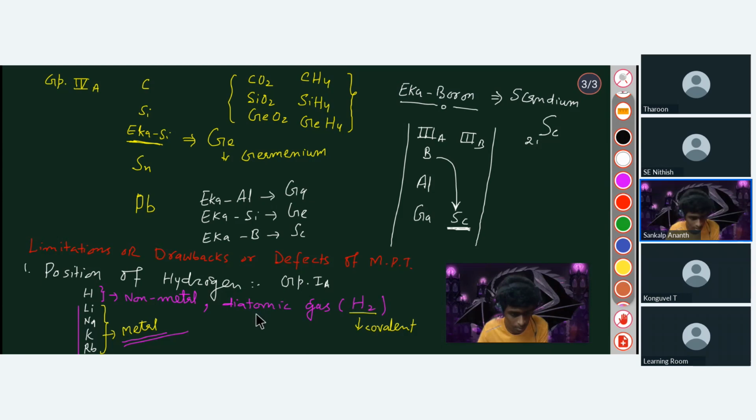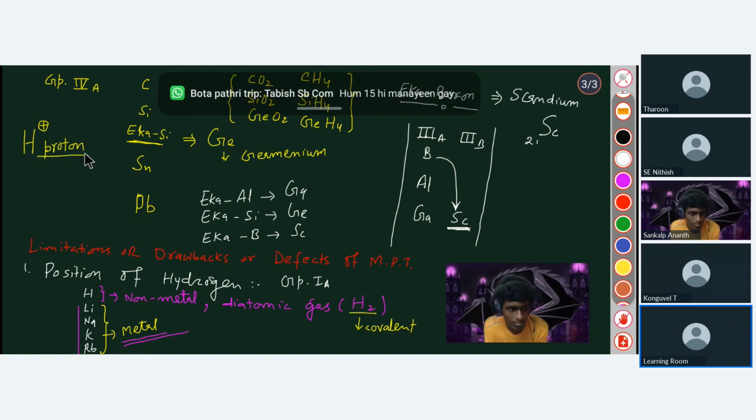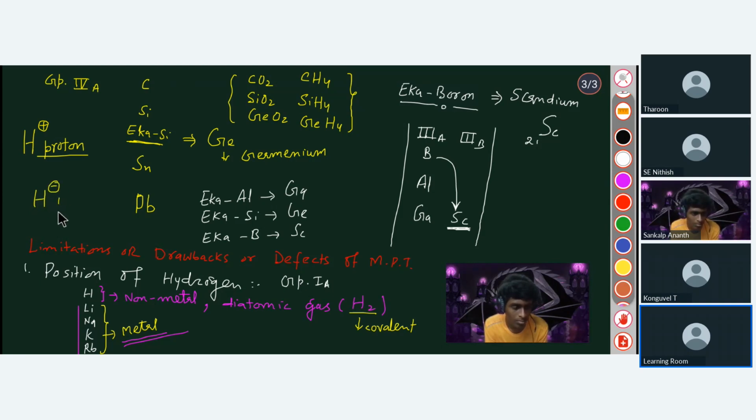Can hydrogen lose an electron? Yes, hydrogen can lose an electron, and it can also gain an electron. If hydrogen loses an electron, it becomes H positive. H positive is a proton, because there isn't any electron inside it. When it gains an electron, it becomes H negative, which is known as the hydride ion.